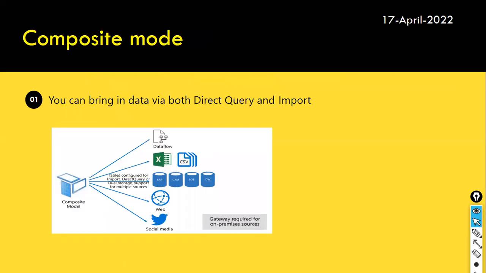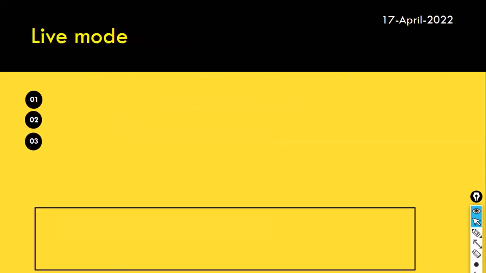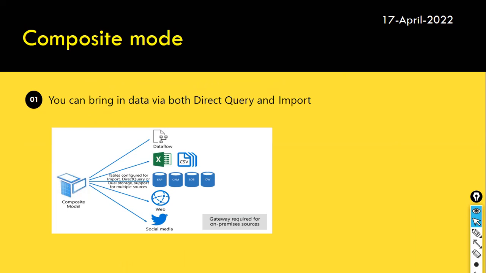And the next one is the composite mode. The composite mode is a hybrid of both the import as well as the direct connection mode. If you look here in the composite model, you have a mix of Excel files, CSV files, ERP source system tables, Oracle application, CRM application, Salesforce, LOB, DW, and web data from websites. Let's say you need to pull the data, and social media also you want to pull to do some kind of sentiment analysis, and you have some kind of data flow.